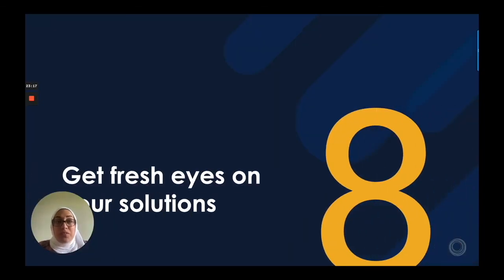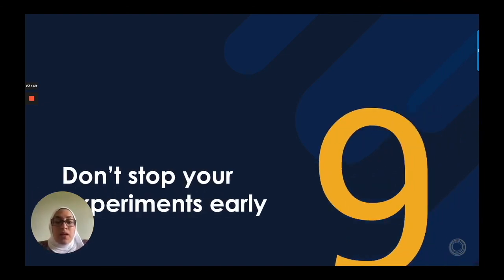I have three bonus points. Get fresh eyes on your solution. Sometimes we have teams working on specific projects, but getting in another team member from a different project and letting them see the different solutions you're going to be launching in terms of experiments is a great way to ensure you've thought of all the different aspects, and that you're not so in the zone that you can't visualize other alternatives.